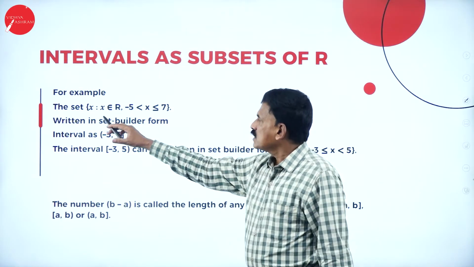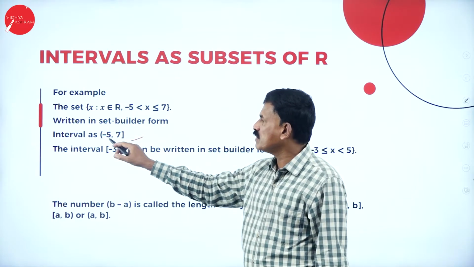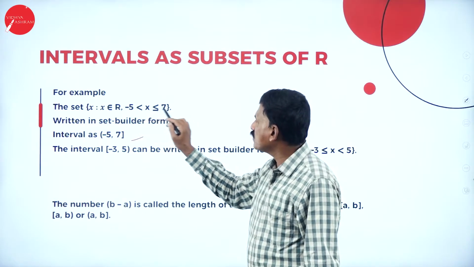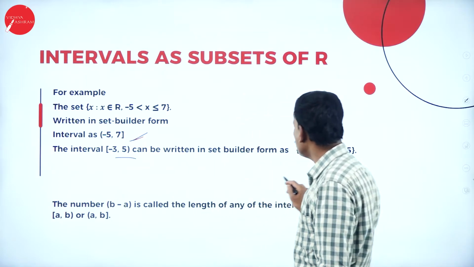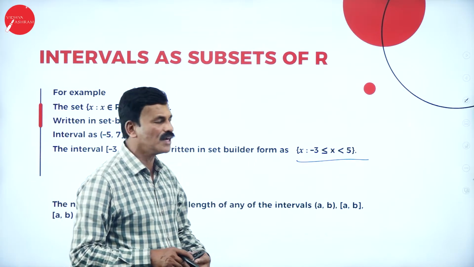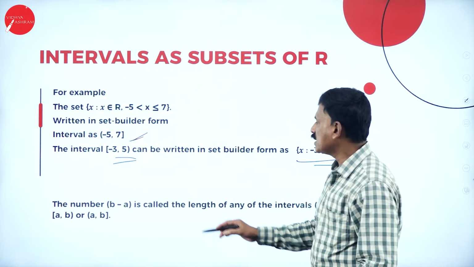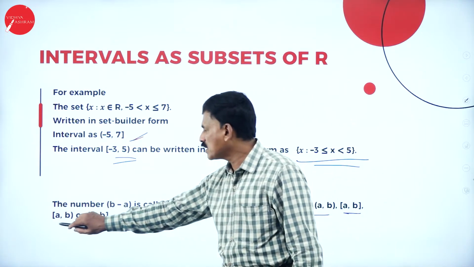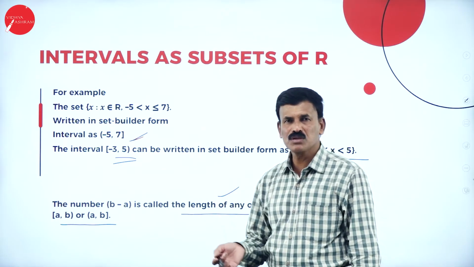Now let us take an example. The set of X such that X belongs to R, where minus 5 less than X less than or equal to 7, is written in interval form as (-5, 7]. So all the values which lie between minus 5 and 7, excluding minus 5 and including 7, are denoted in the set builder form. Similarly, the interval [-3, 5] can also be written in set builder form as minus 3 less than or equal to X less than or equal to 5. The number B minus A is called the length of any of the intervals, closed, open, or semi-closed or semi-open.